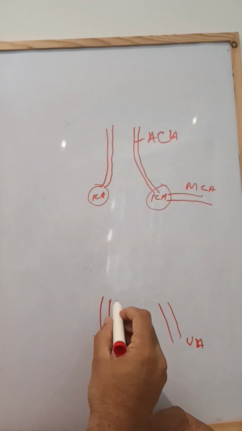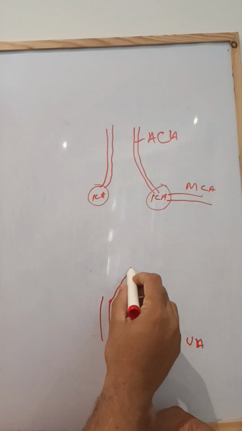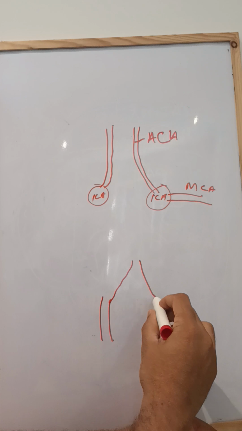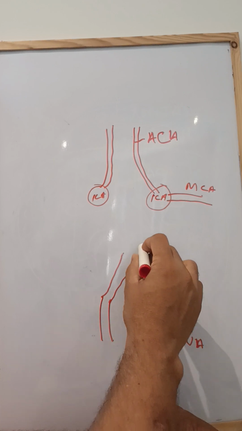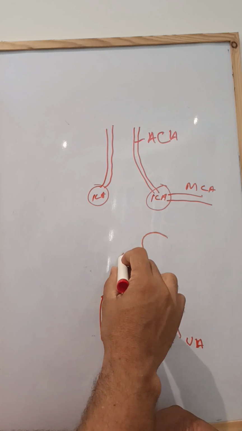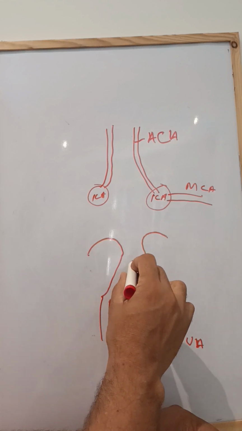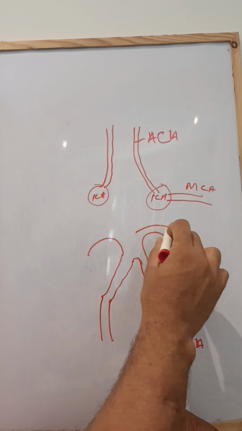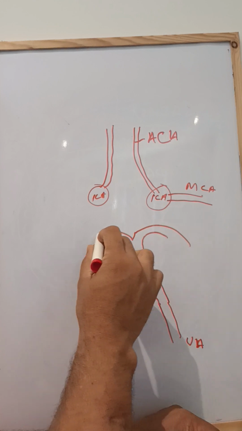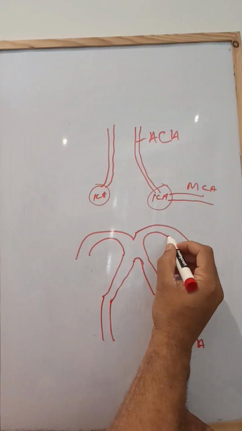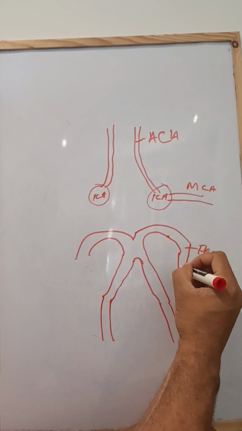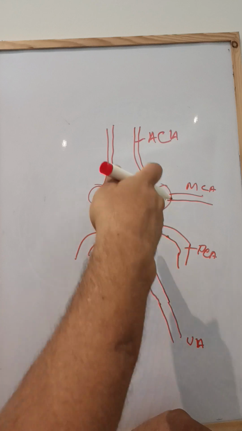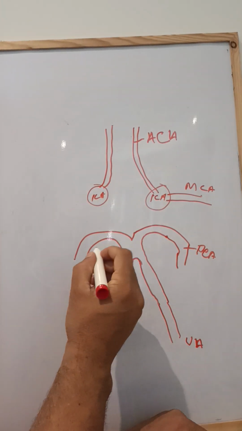Now the vertebral arteries will join to form an artery called the basilar artery, which will terminate as a posterior cerebral artery, like this. So we can call it PCA, posterior cerebral artery, which will go backward. Obviously, as the name implies, it will go backwards and inferiorly.